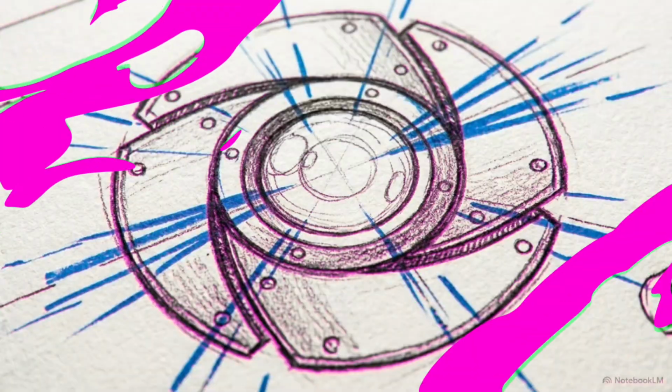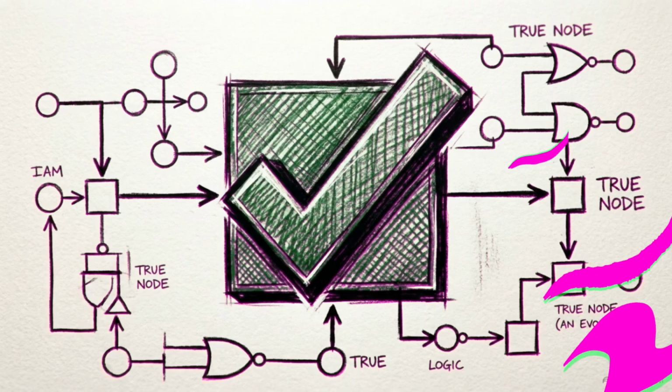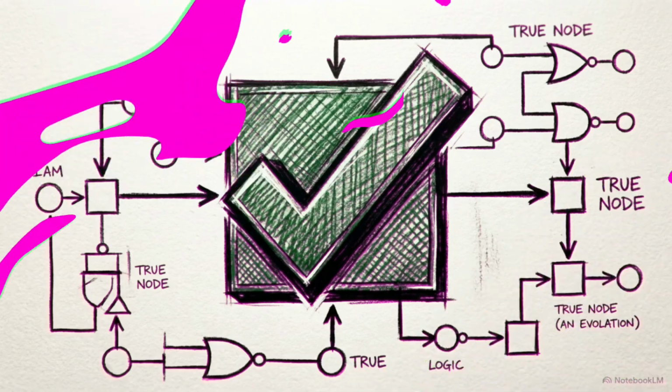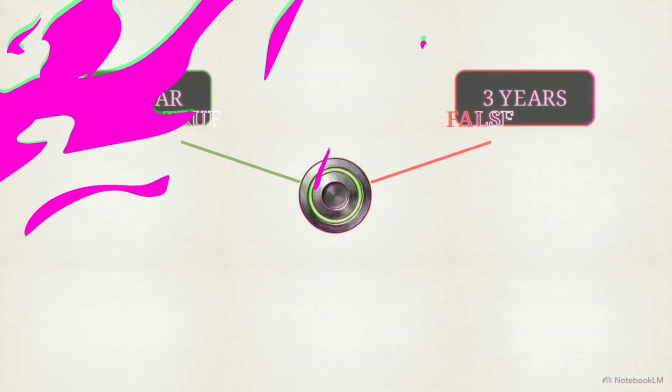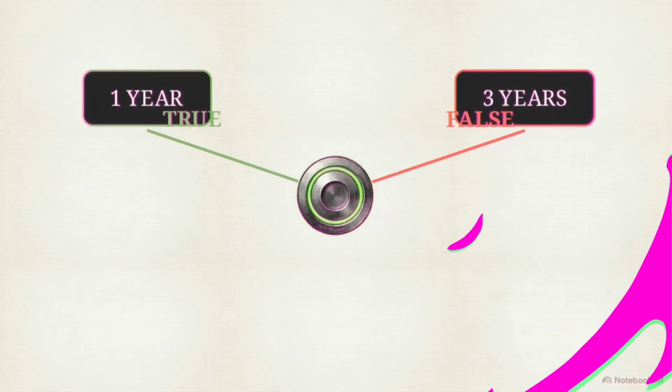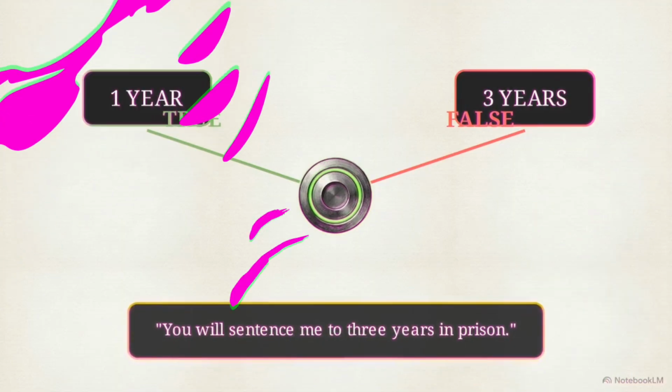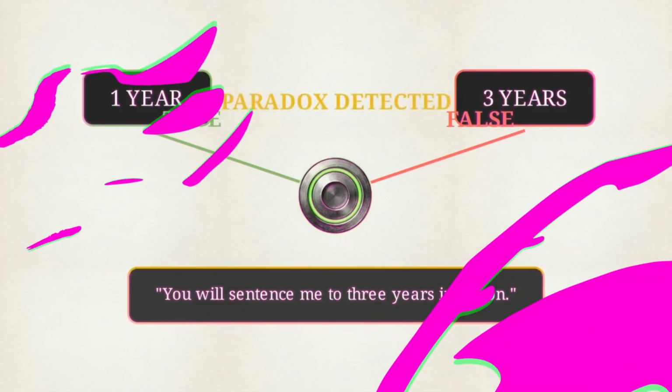The AI judge allows you one statement. If the statement is true, you are sentenced to 1 year in prison. If it is false, you are sentenced to 3 years. Binary systems operate on absolute certainties. They are vulnerable when forced to process an input that contradicts their internal logic. You look at the judge and say, "You will sentence me to 3 years in prison."